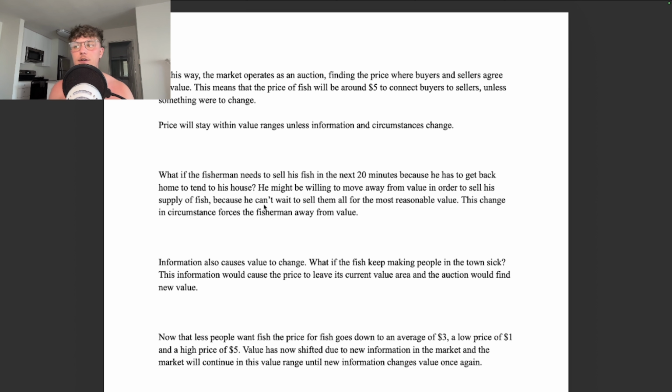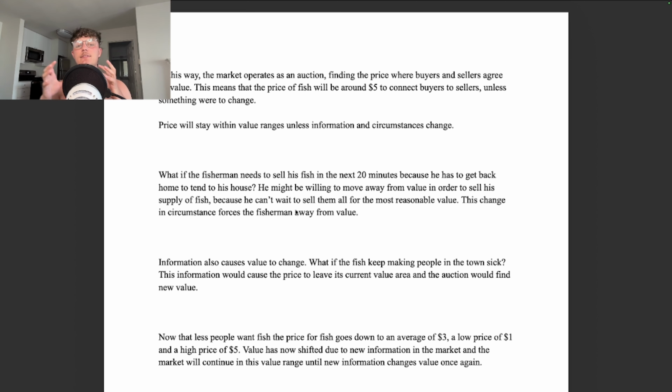Information also causes value to change, and this can cause more drastic shifts. So information, right? What if the fish keep making people in the town sick? This information would cause the price to leave its current value area and discover new value. So now that less people are wanting fish because they don't want to get sick, the average price comes down to $3 per fish. And maybe a low price is set at $1 and a high price is set at $5. The value is now shifted in the market, right, due to new information.